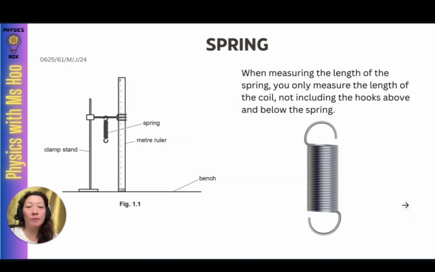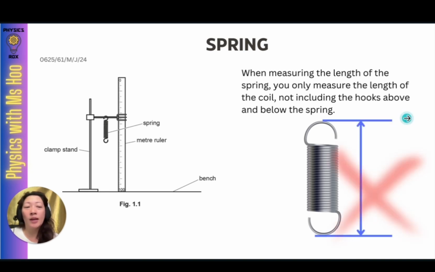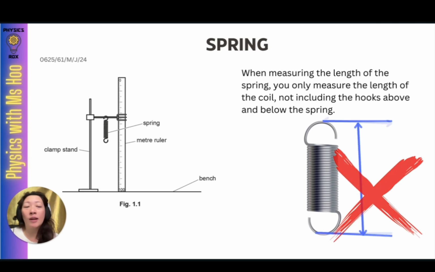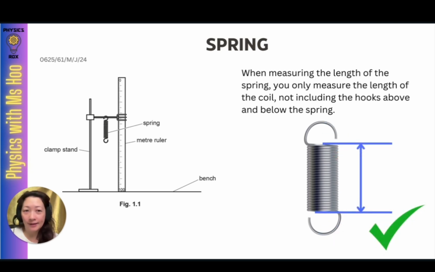Now, in terms of the spring, when measuring the length of the spring, you must remember you only measure the length of the coil and do not include the hooks above and below the spring. So if you measure the length this way, this is wrong. You only measure the length of the coil like this. So sometimes you may be required to show how you measure the length of the spring. This is the measurement that you would take.